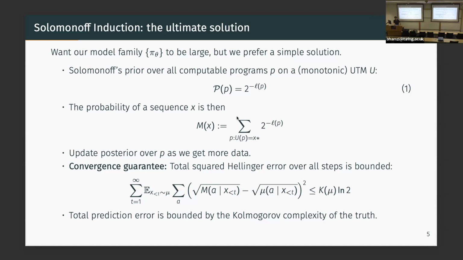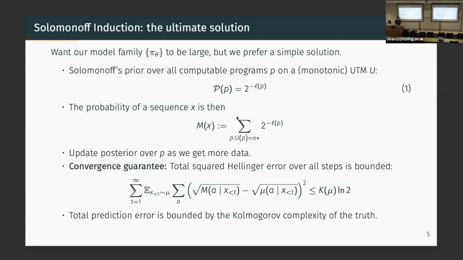Ideally, this is a likelihood, and we want to maintain a posterior over all possible programs P as we get more data. So this is the goal. We have all possible programs in our bag, and we just need to update our belief on which one is more likely to generate our data.